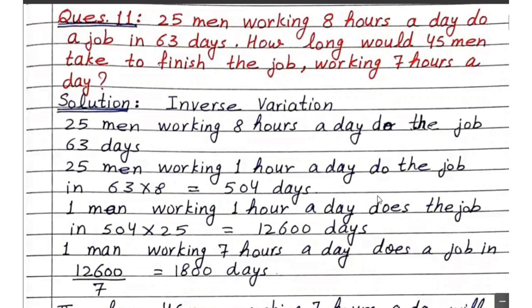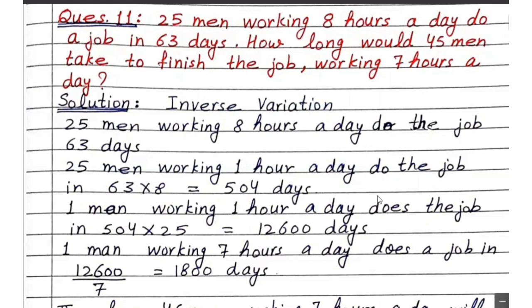Now students, see the next question, question number 11 of your exercise. 25 men working 8 hours a day can do a job in 63 days. How long would 45 men take to finish the job working 7 hours a day? Now students, it's a little tricky question. Understand this very carefully. First of all, it is a question of inverse variation, right?